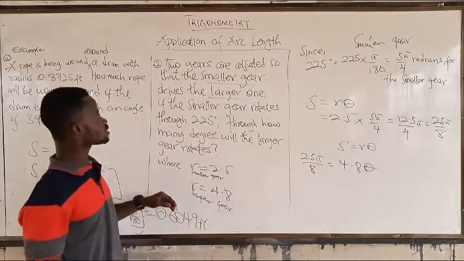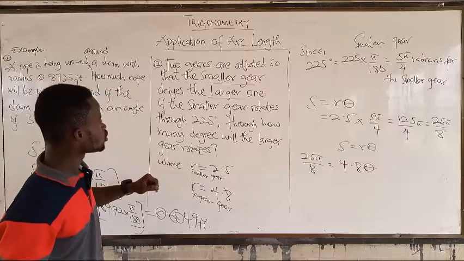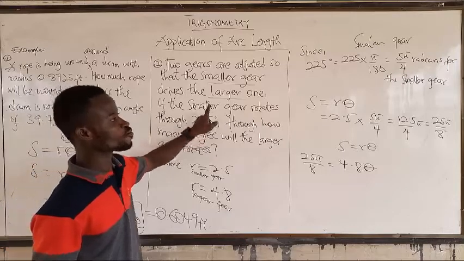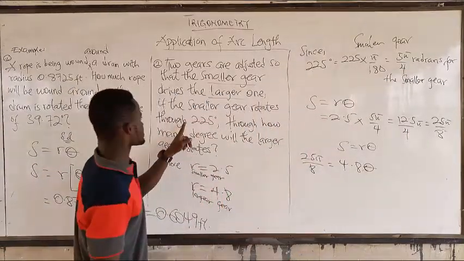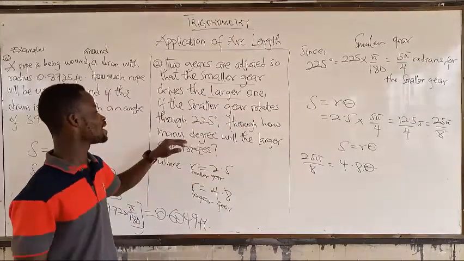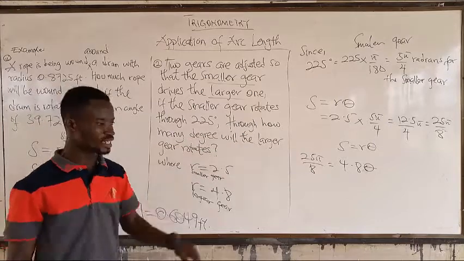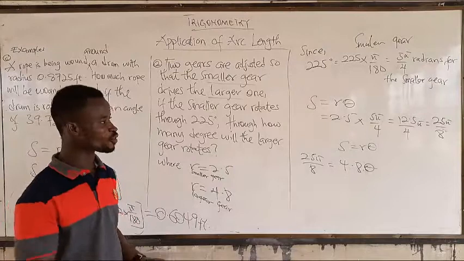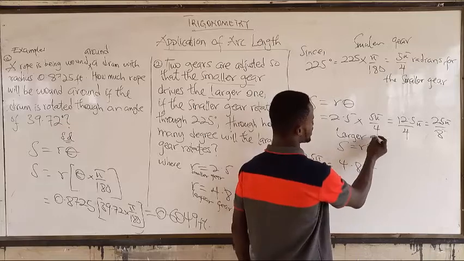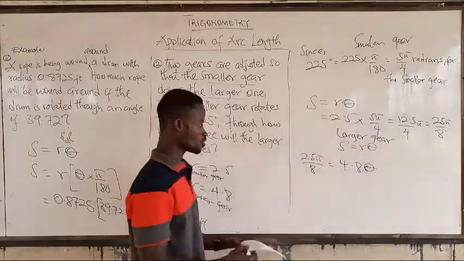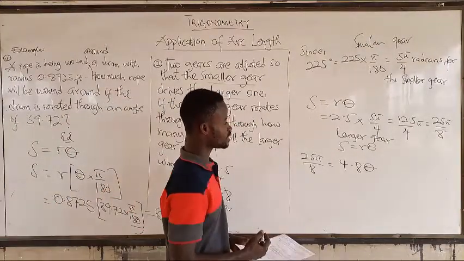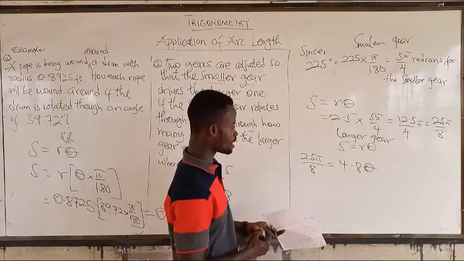Alright. And note that in the question, the angle given to us that we have converted to radians is for the smaller gear. But the question is asking, through how many degrees will the larger gear rotate? So we are looking for the angle for the larger gear. So when you come to the larger gear, that is what we're looking for right now. Alright. So we are going to find theta.